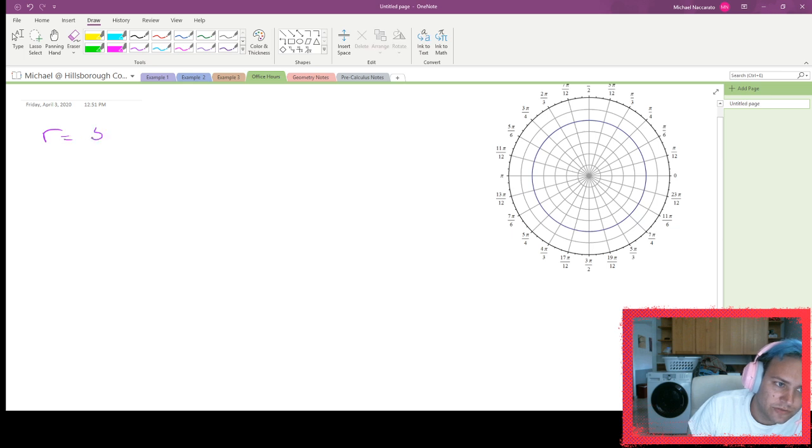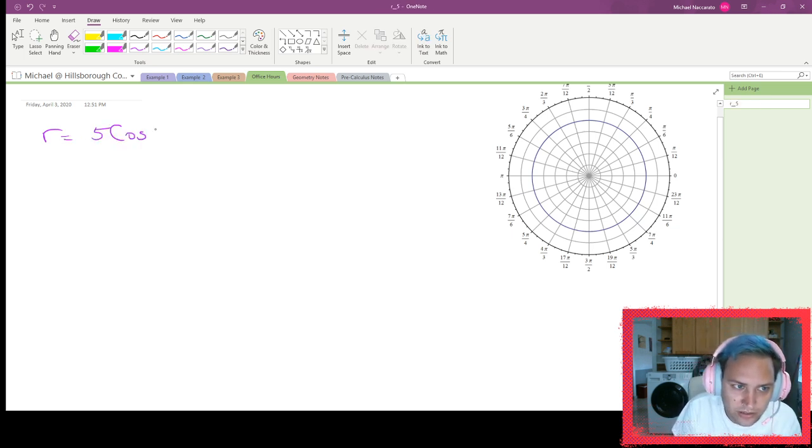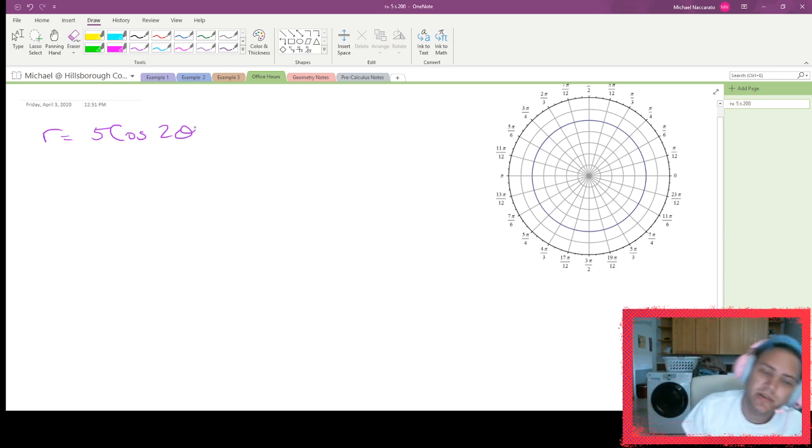R equals 5 cosine of 2 theta. Again, I see a number in front of theta, and that tells me that I'm going to have some trouble here, right? So looking at my things that I need: my type.